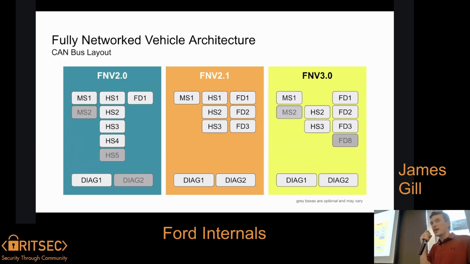This is all the networks they have. It's quite a lot. Each of those is showing the changes with the different variations of this architecture. You started with FNV 2.0, which had a lot, like the MS, the HS, and the FD, which are different speeds of CAN buses. MS is very slow. They've had that for a while, and they use it for slow things like door locks. HS buses are faster, and then FD CAN buses are even faster.